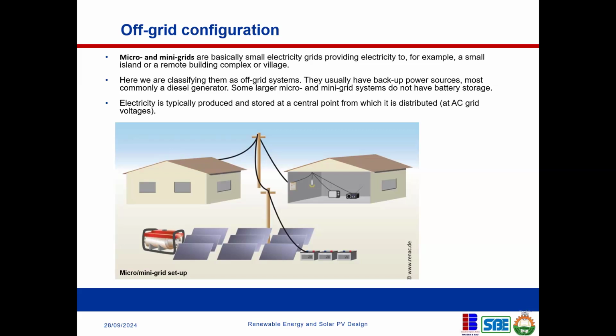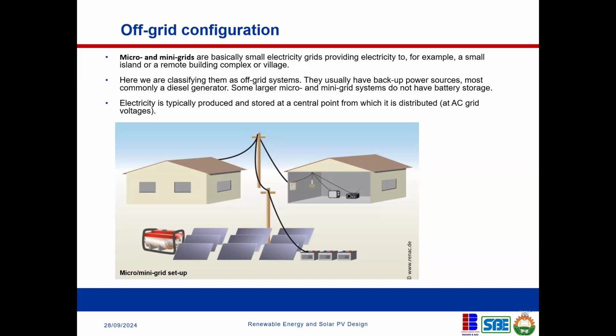Now, these are basically small electricity grids providing electricity to, for example, a small island, a remote building complex, or a village. In the case of Nigeria, it's mostly remote communities that are being powered through mini-grids. So here we are classifying them as off-grid systems. They usually have backup power sources, most commonly a diesel generator.